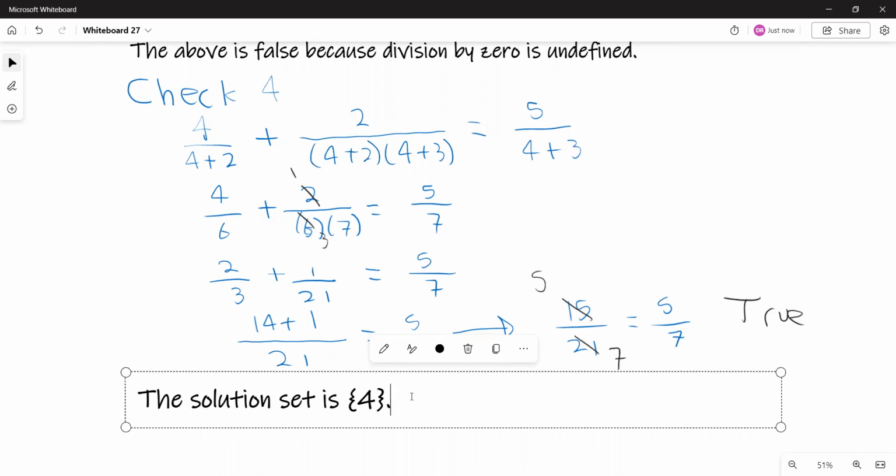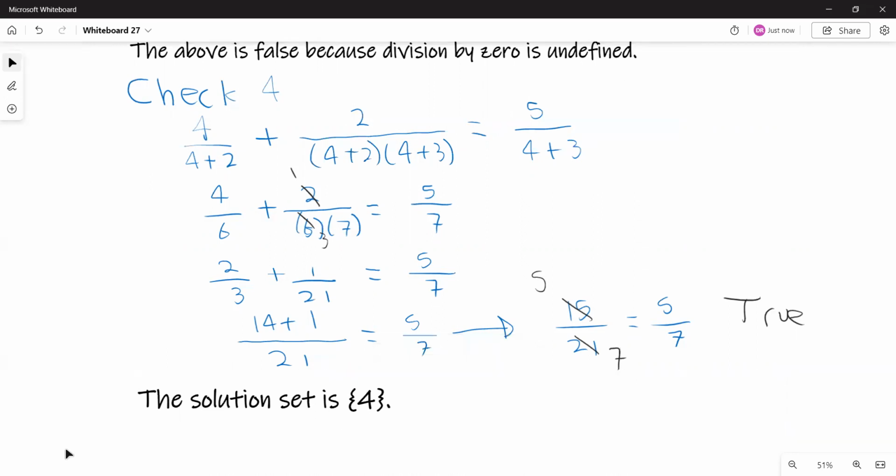Next, I'm going to do a second example. Let's see. Well, I will do 2 more examples. So the first one I did only had 1 solution. Let's check the next one. Number 2.